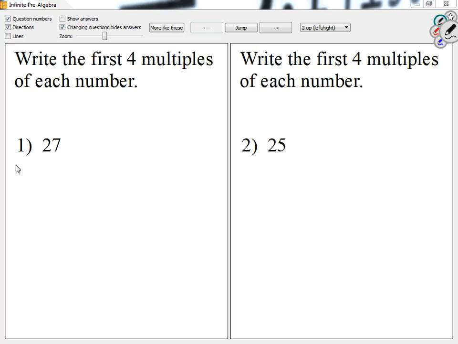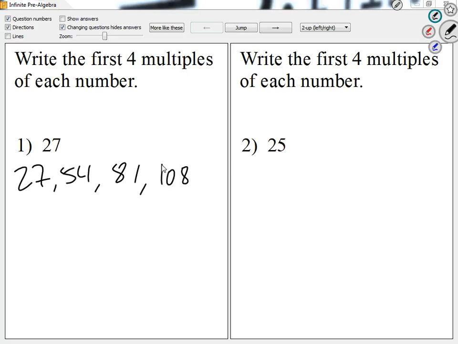So I know now I'm going to start with 27, and each time I'm going to add 27 more. So how much is 27 plus 27? 54. Now 54 plus 27, how much is that? What is it? 54 plus 27? 81, thank you. And then plus 27, how much is 81 plus 27? 108.